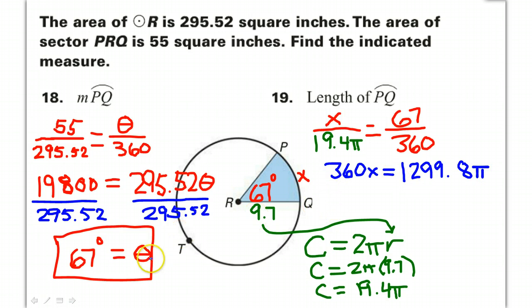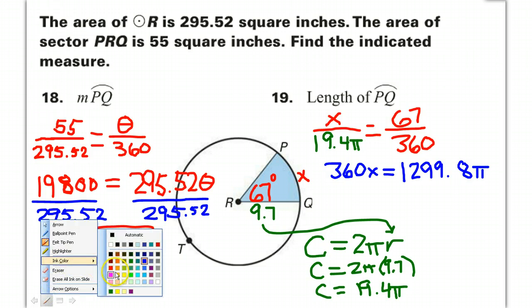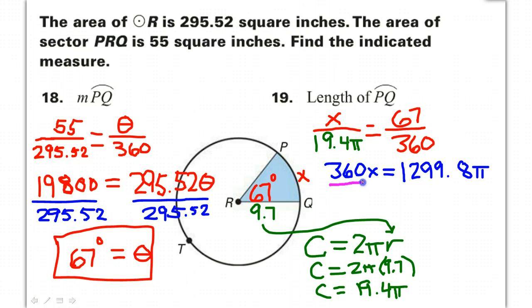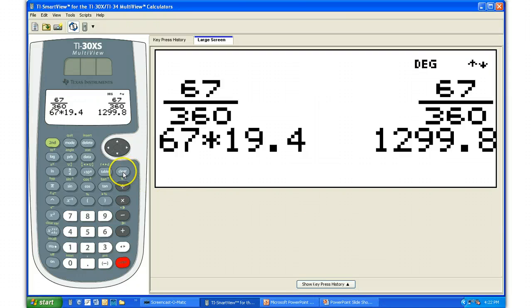Okay, what's the last step? Divide both sides by 360. Divide both sides by 360. Got 3.61. Circumference. I can reduce. Well, since we have decimals anyway, we're just going to go ahead and get a decimal for the final answer. So let's see, 1,299.8 pi. Got 3.61.